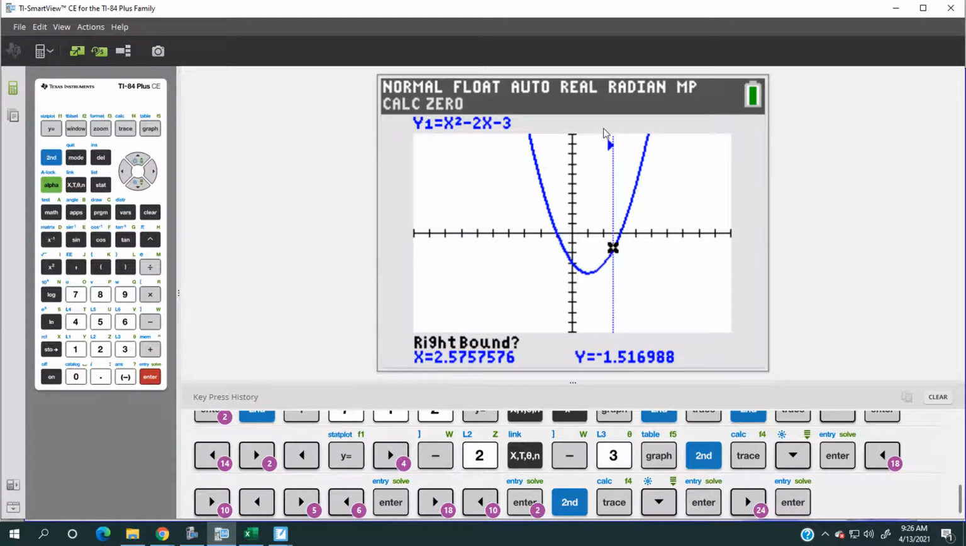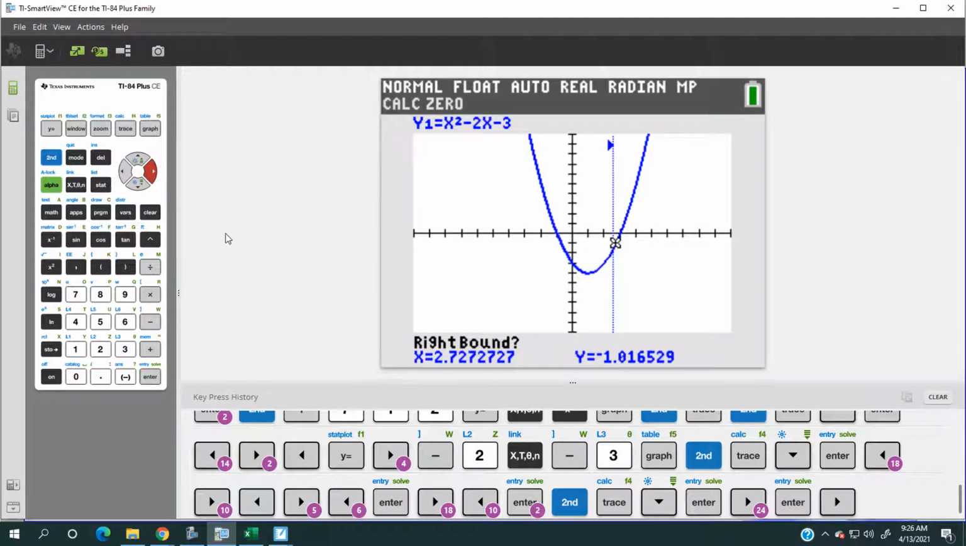Enter. Now they put a line in there. I'm going to go right a little bit past that line, like that. You can go as far as you want, by the way. You can go all the way up here, it doesn't matter. Yep, press enter.